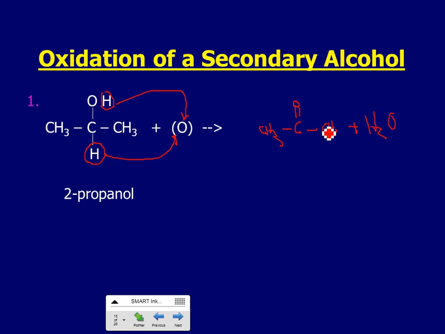Doesn't have the carbonyl group on the end, so it's not an aldehyde. It's a ketone. It's propanone. No number needed on that one. We just discussed that, right? It's that one right there, right? Propanone.